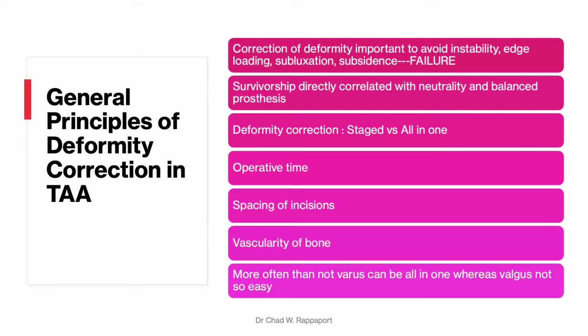We've already established that accuracy in terms of reducing and eliminating these deformities and establishing a neutral alignment as much as possible are integral to the survivorship. But why? And the answer is that in an unbalanced malaligned prosthesis, you're going to have more potential episodes of instability. You're certainly going to have more edge loading of the prosthesis, which can lead to subluxation, subsidence, and overall failure of the prosthesis. So once again, survivorship is directly correlated with neutrality and a balanced prosthesis.